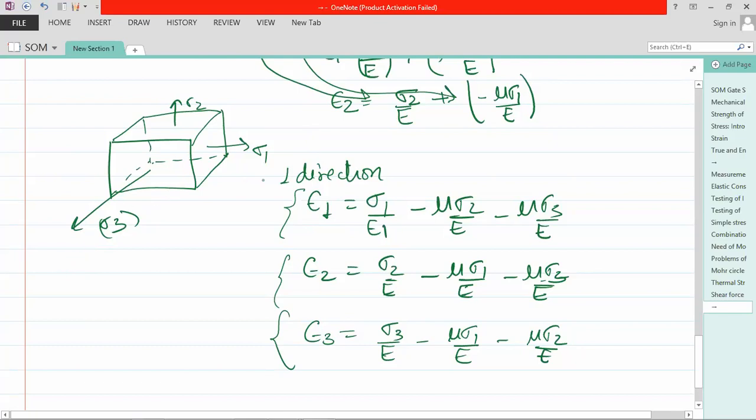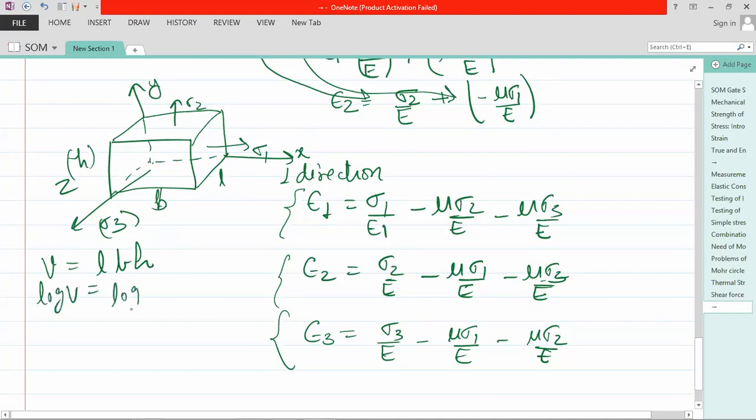Suppose this is X, this is Y, and this is Z, and suppose the dimensions are L, B, H. This is the volume of this body. So volume is equal to L times B times H. Now what you have to do is take log both sides. Log V is equal to log L plus log B plus log H. Then differentiate it. It will be dV by V is equal to dL by L plus dB by B plus dH by H.